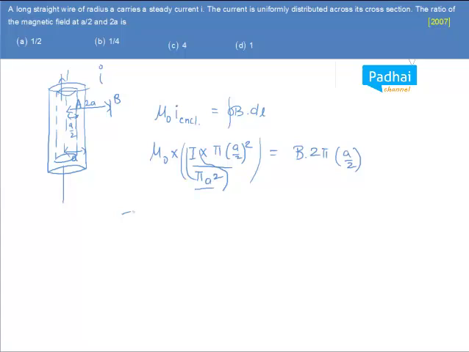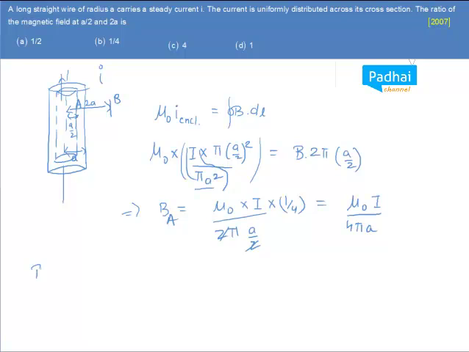So it implies that B will be equal to mu naught into I into 1 by 4, divided by 2 pi into A by 2. The rest of the things cancel out, so this will be mu naught I upon 4 pi A. This is the field at point A.